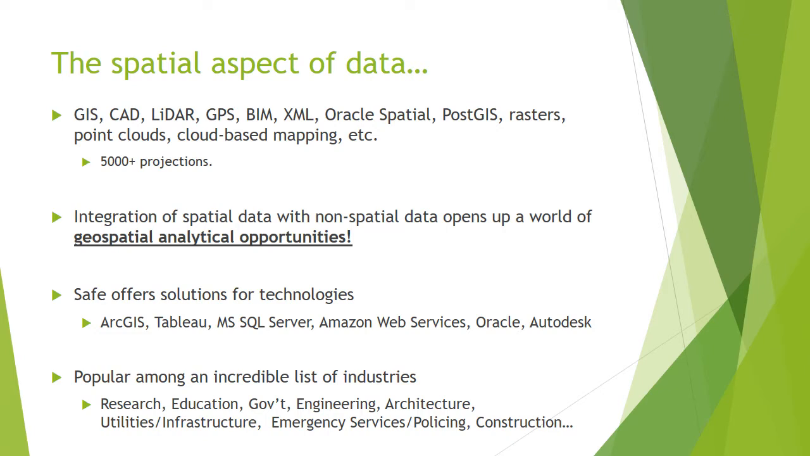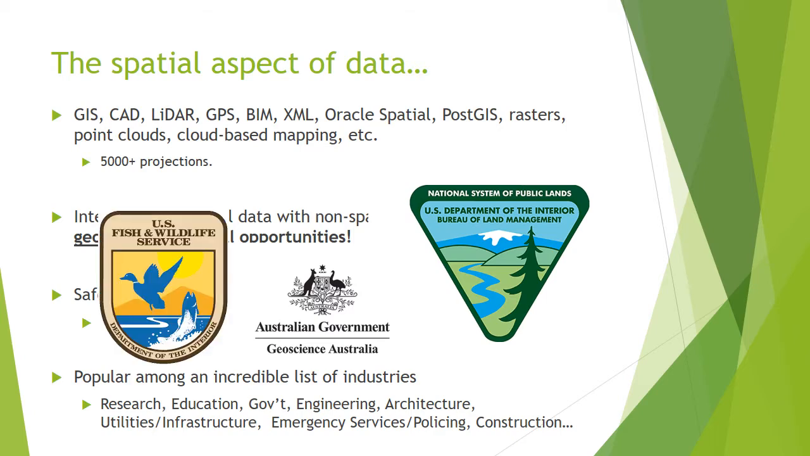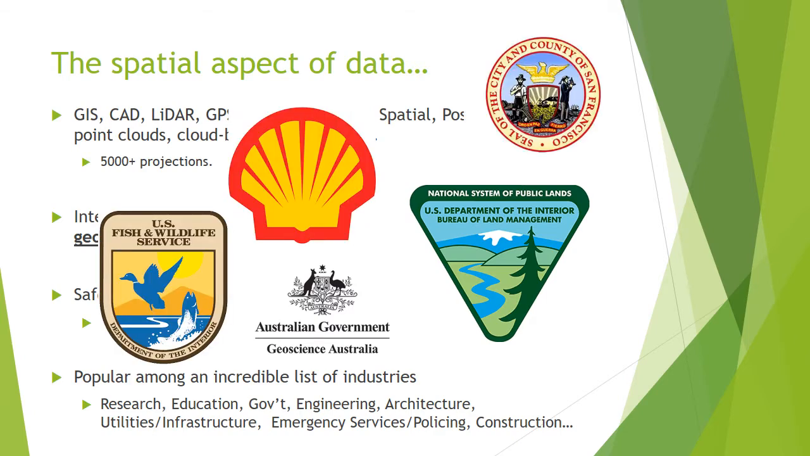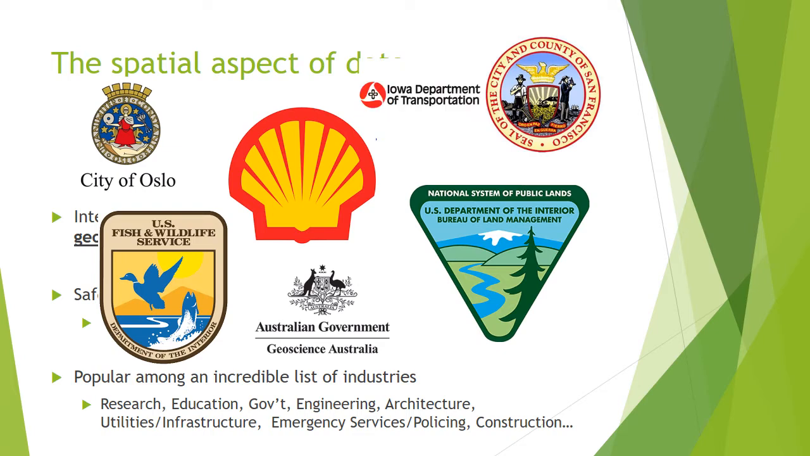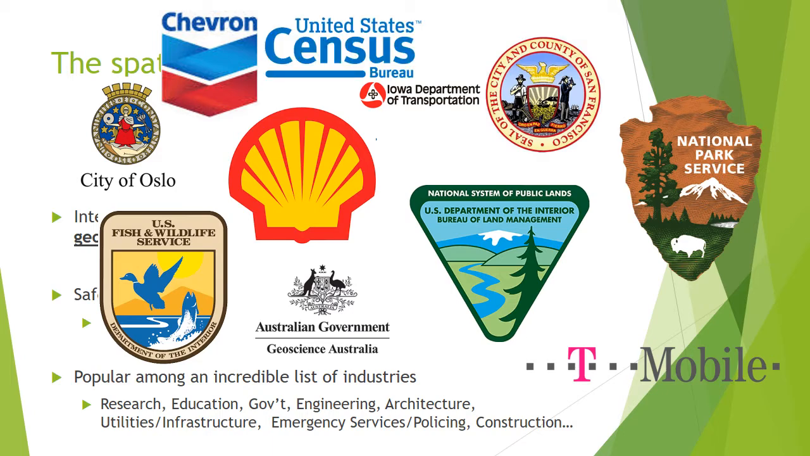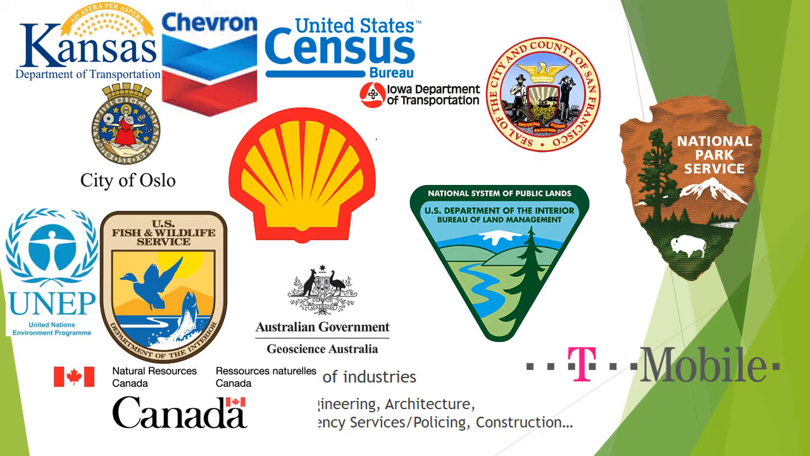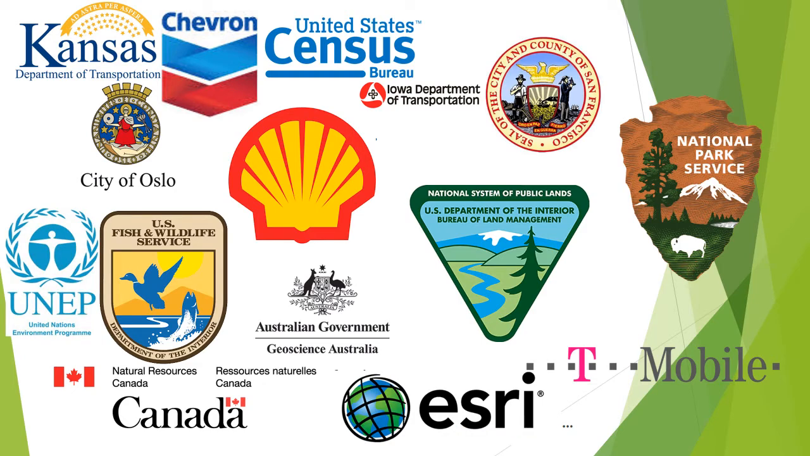And when we look at the organizations using FME, BLM, Australian Government and Wildlife Service, Shell, cities, states, local governments around the world, oil and gas companies, telecom companies, Park Service, U.S. Census Bureau, Natural Resources Canada, UN Environmental Program, Esri. You can go on Safe's website and read stories from all these different organizations about how they're using FME.